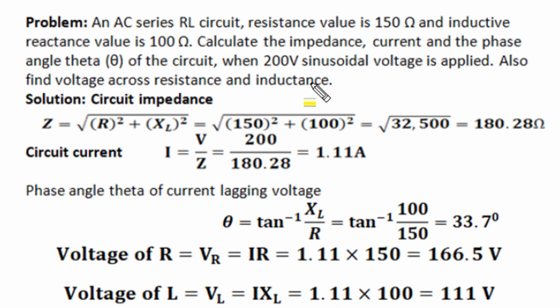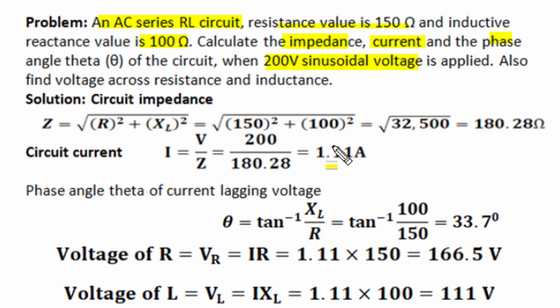Practice of this numerical problem will enhance our confidence level. We have given a RL series circuit connected to AC supply. The resistance value is 150 ohm and inductive reactance of this circuit is 100 ohm. In place of ohmic value of inductive reactance, if one has given us L in Henry and omega in radian per second, then the product of omega and L will give us value of inductive reactance in ohm. Now we have to calculate for this circuit having resistance 150 ohm and inductive reactance 100 ohm, impedance in ohm, current in ampere, and the phase angle between current and voltage when our 200 volt sinusoidal voltage is applied.